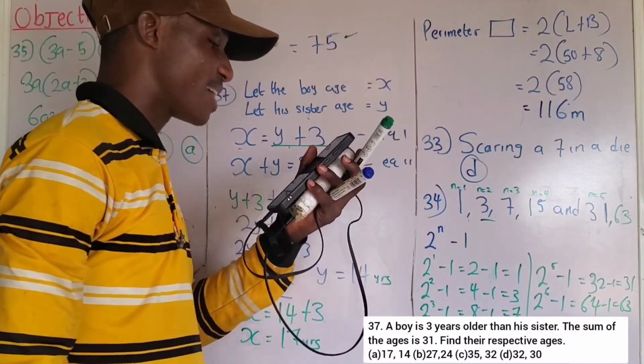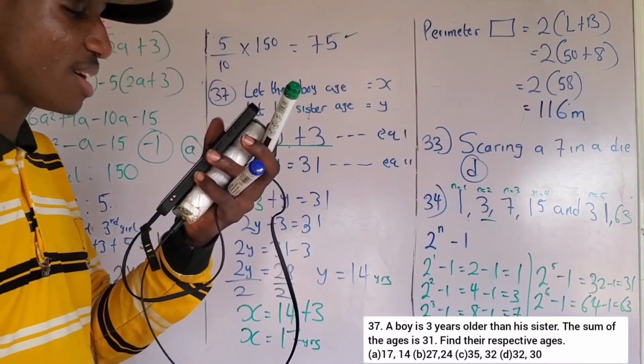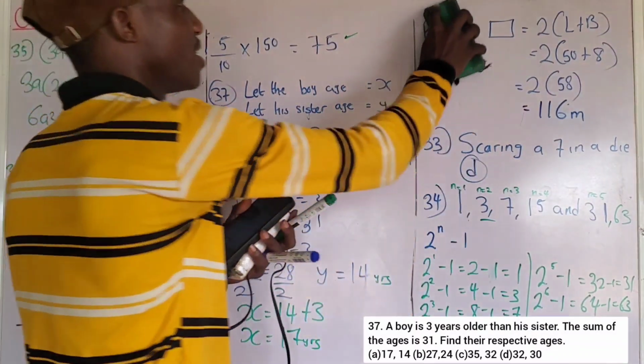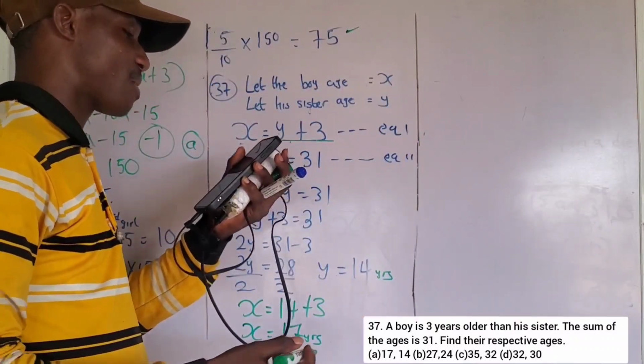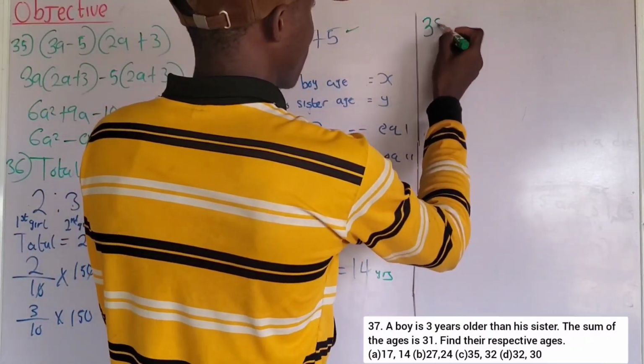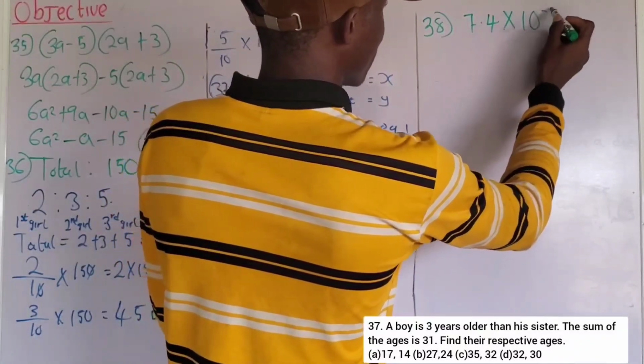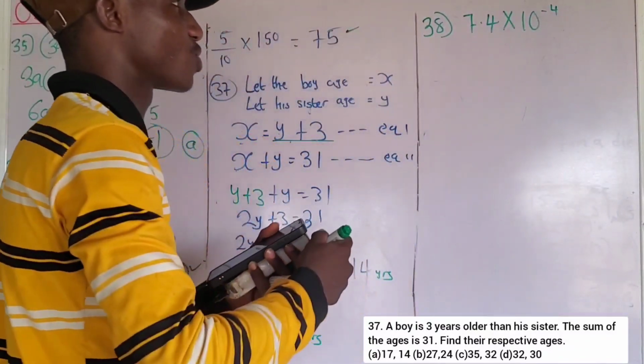We have to express 7.4 times 10 raised to the power of negative 4 as a decimal fraction. Okay, we have question 38. We have 7.4 times 10 raised to the power of negative 4 as a decimal fraction. I want you to pay attention.